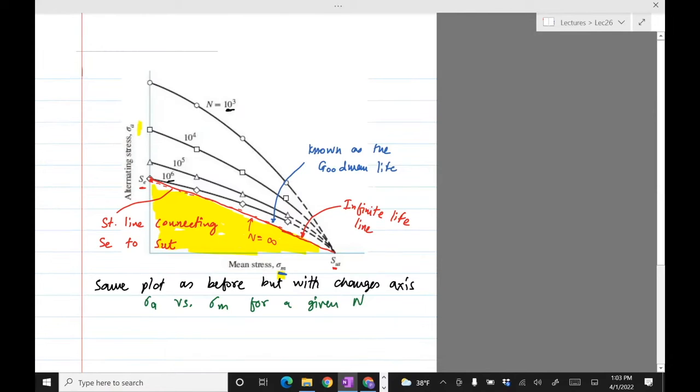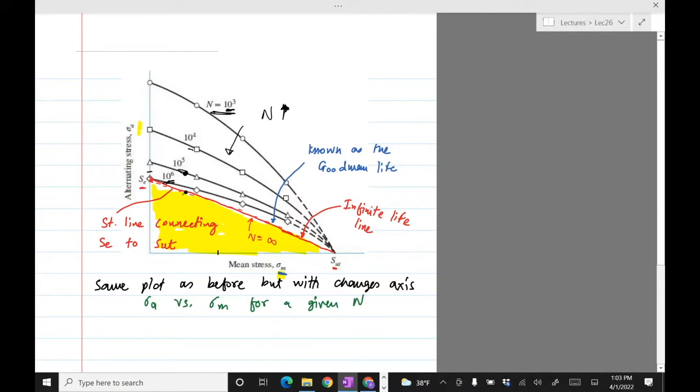Okay. And then you can draw contours of similar n. So starting at 1000, you go all the way to 10 raised to 6, so increasing n. And you can see as the cycles increase, the stress to failure is going to decrease. So if you consider this point, it has a stress sigma a and sigma m higher than this point, because clearly as the number of cycles increases, you can only take so much stress.